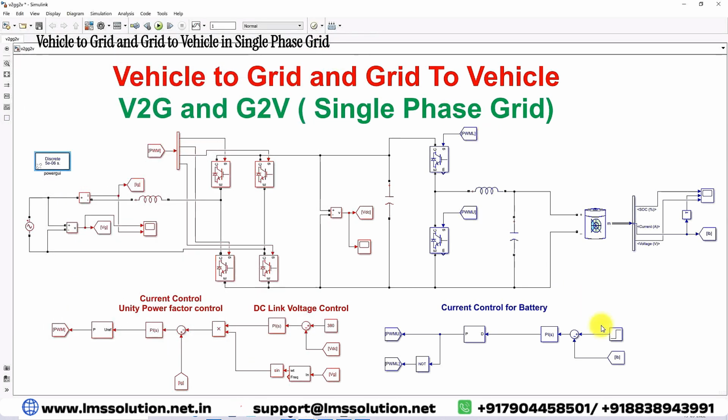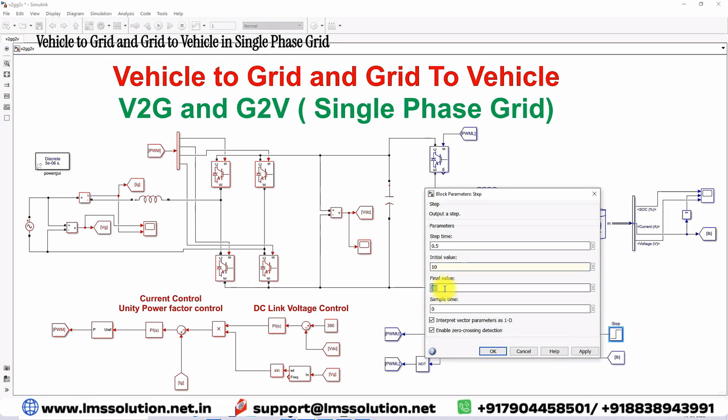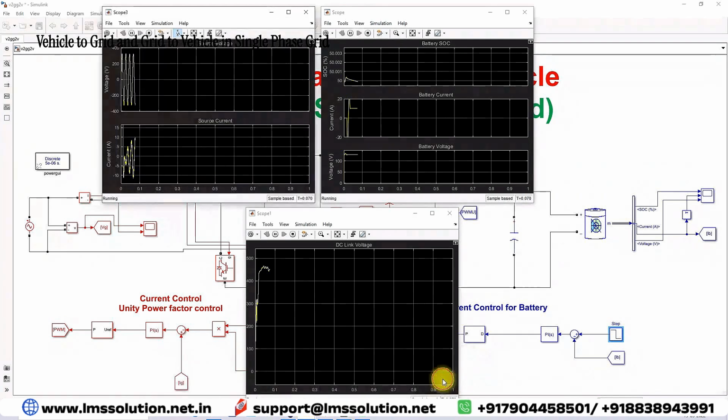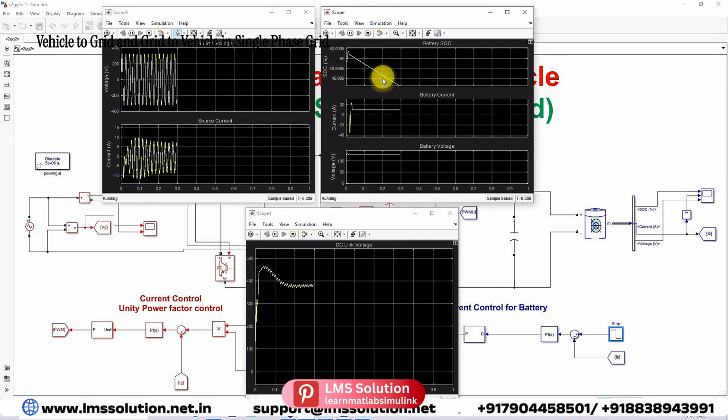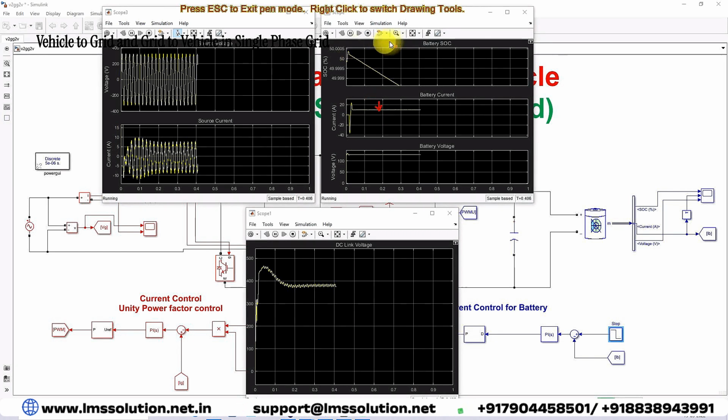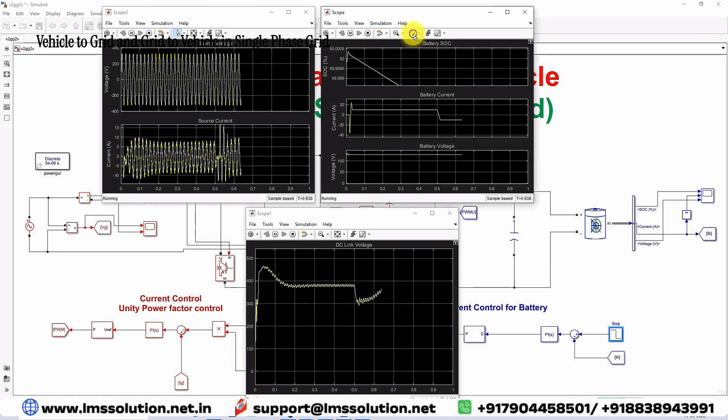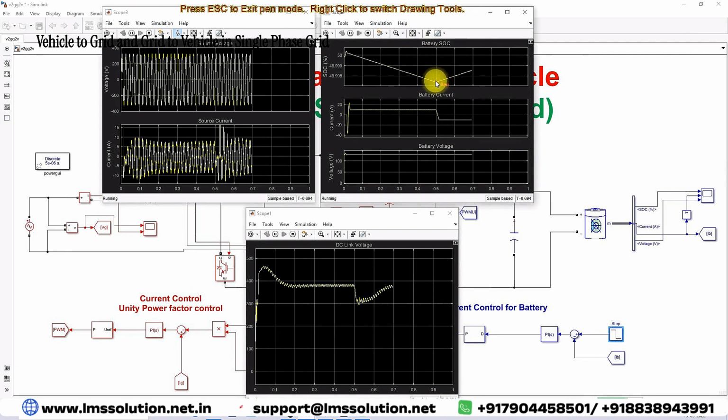Now I'm going to test the model with the change in current reference from 10 to minus 10. We will check the response of the source voltage, source current, and then battery SOC, battery current, battery voltage, and DC link voltage. Here you can see that initially we have the reference current of 10 amps. It is maintained at 10 amps, and then the battery goes to discharging mode. After 0.5 second, the current will be changed from 10 to minus 10. Now the battery goes to charging mode.